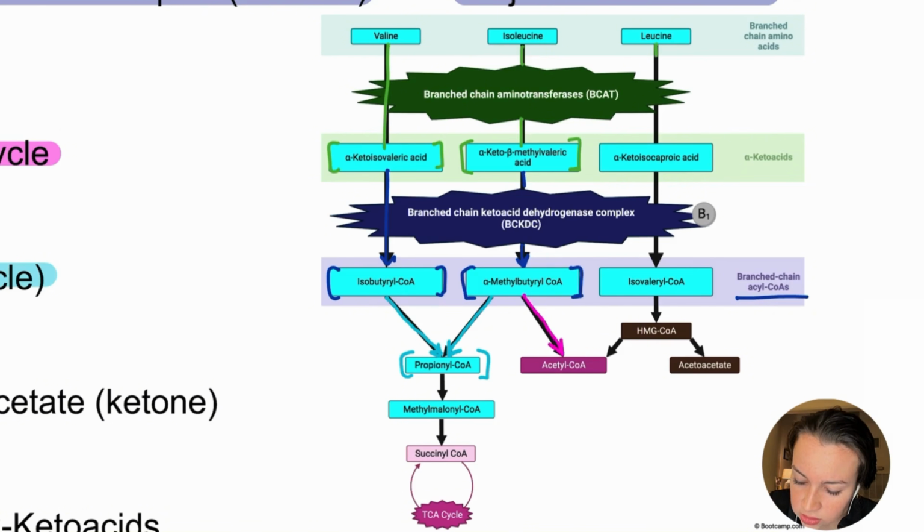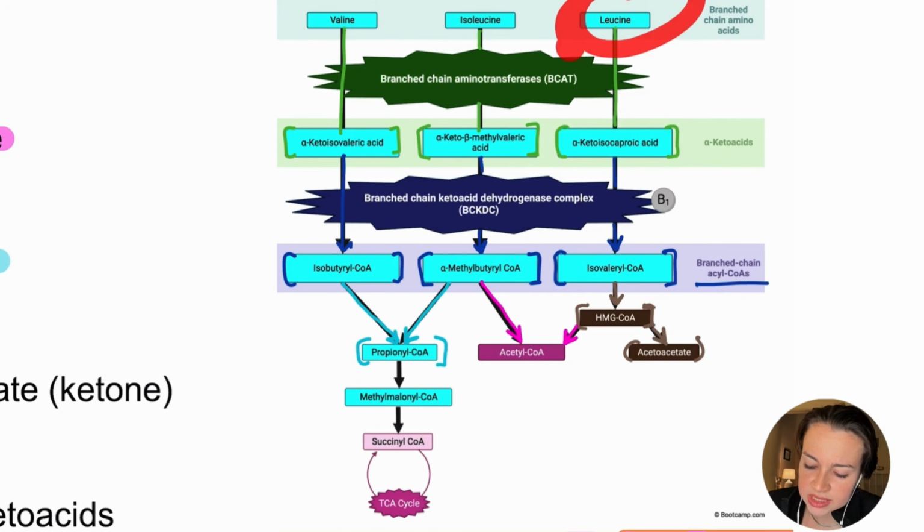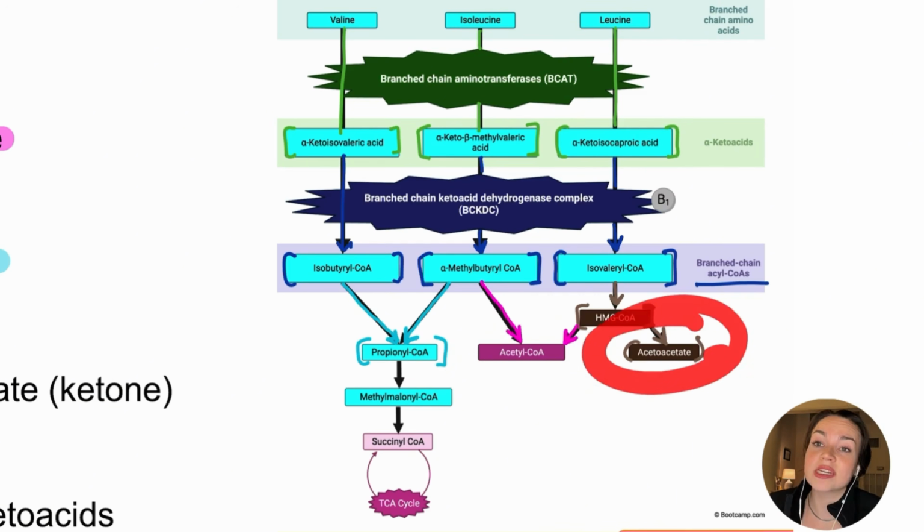When BCAT acts on leucine, it will form alpha keto isocaproic acid, which will be acted upon by BCKDC to form isovaleryl-CoA. Now that isovaleryl-CoA can be metabolized into HMG-CoA, which we've encountered in a couple different pathways. It can either become acetyl-CoA or it can become acetoacetate, which is a ketone. So leucine metabolism implicates not only acetyl-CoA, but also the ketone metabolism pathway.